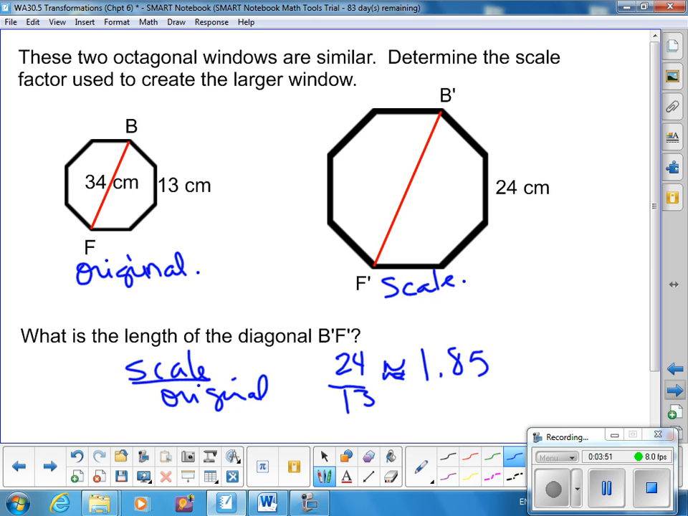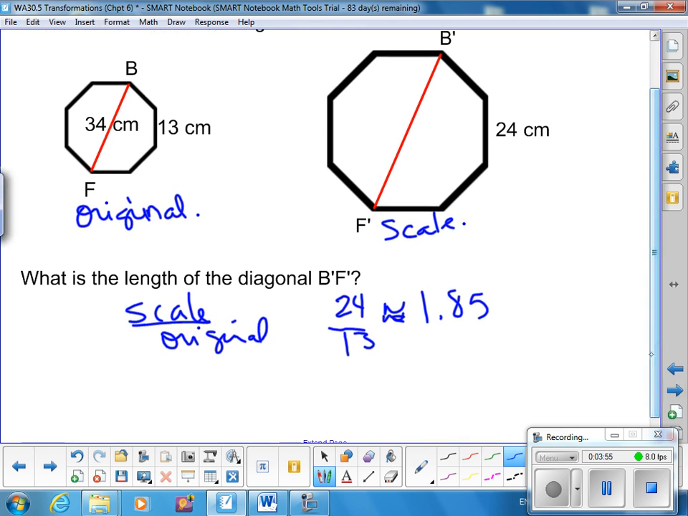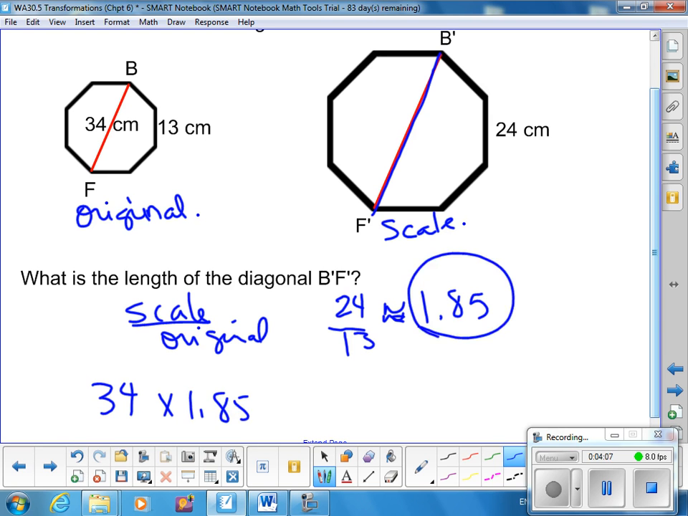It's about 1.85. Now, what is the length of DF, this red line here, from here to here? Well, in the original, it's 34. So if we multiply it by the scale factor, notice the scale factor is bigger than 1. That's because we're getting a larger picture. We multiply it by the scale factor, and we get 62.9 centimeters will be the diagonal in that octagon.